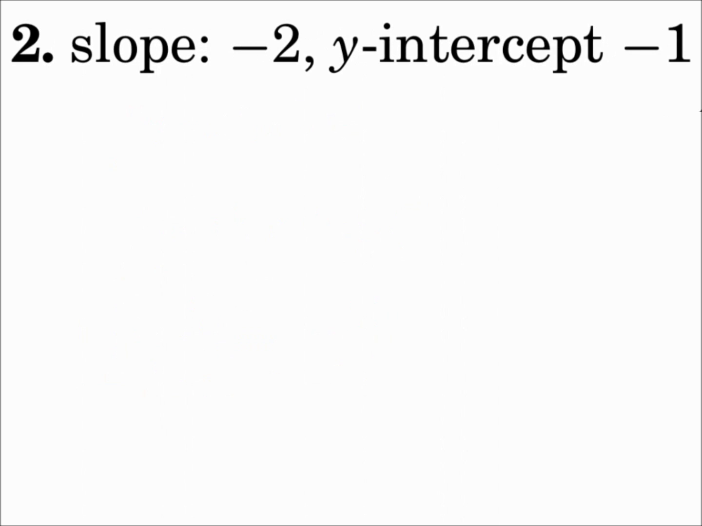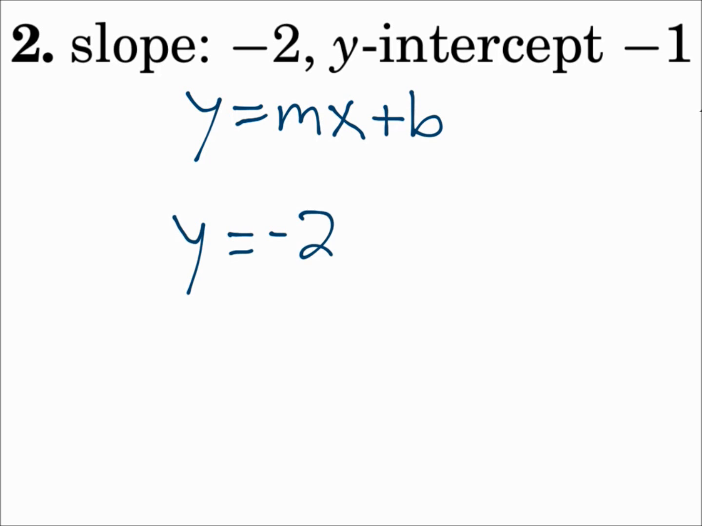Number 2. The slope is negative 2 and the y-intercept is negative 1. Well, use the equation y equals mx plus b for slope-intercept form. M is the slope, so substitute in negative 2 for m. The y-intercept is b, so substitute negative 1 in for b. Y equals negative 2x plus negative 1.